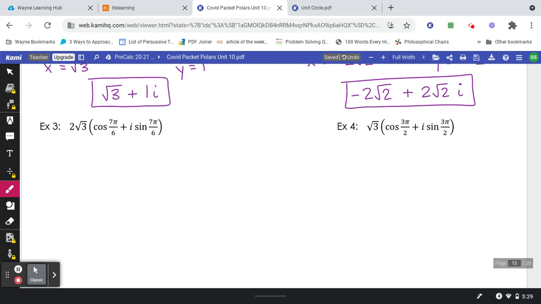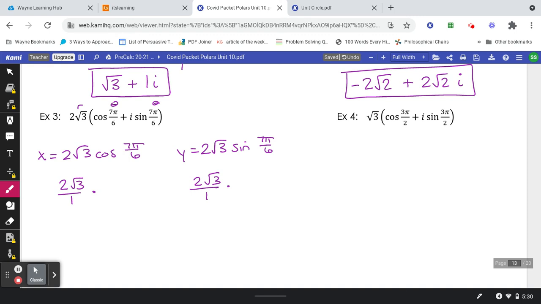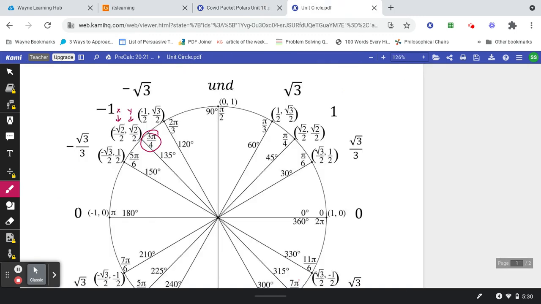All right, going to get into a little bit more of a complex problem here with our multiplication. So again, our r and our thetas. X equals 2 radical 3, cosine of 7 pi over 6. And y, same thing except for a sine. I'll put this over 1. Put that over 1. And let's go find our answers for cosine and sine for 7 pi over 6.